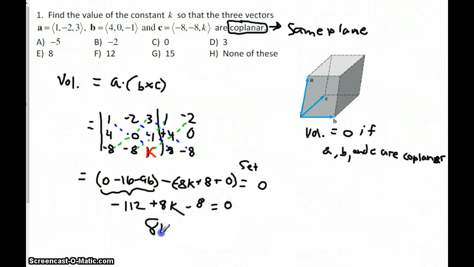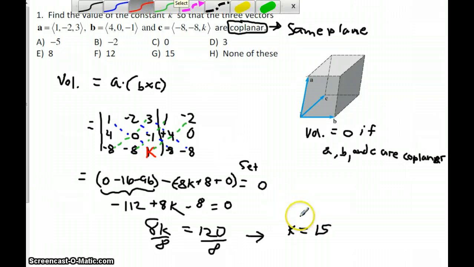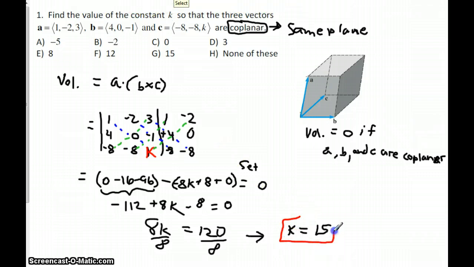So basically it's that 8k is 120, or that k is 15. Dividing by 8 tells us that k is equal to 15. When k is 15, the three vectors will be on the same plane. The parallelepiped will have 0 volume. The scalar triple product will be 0.